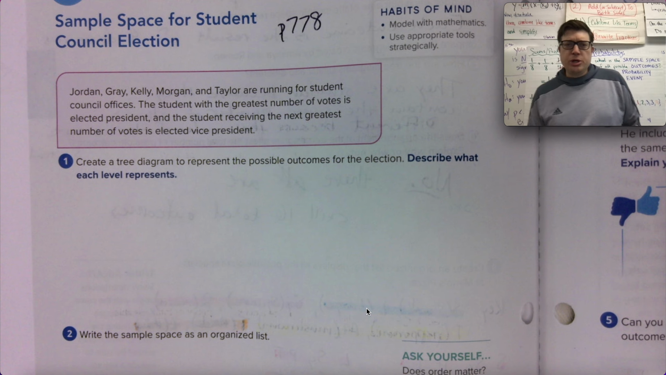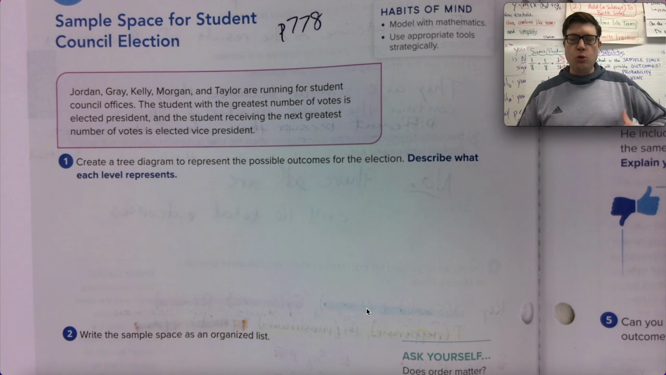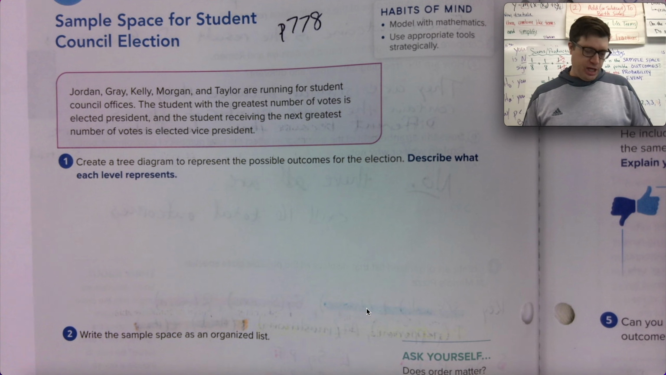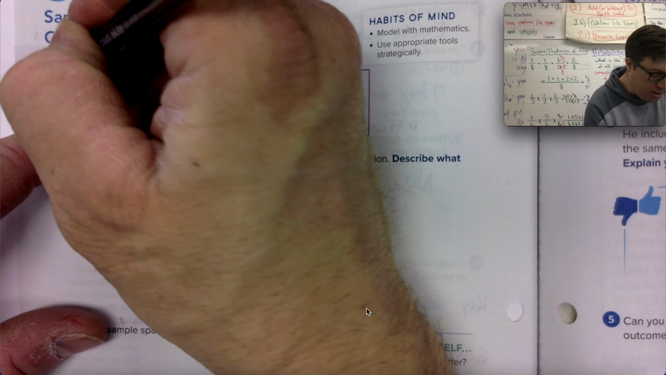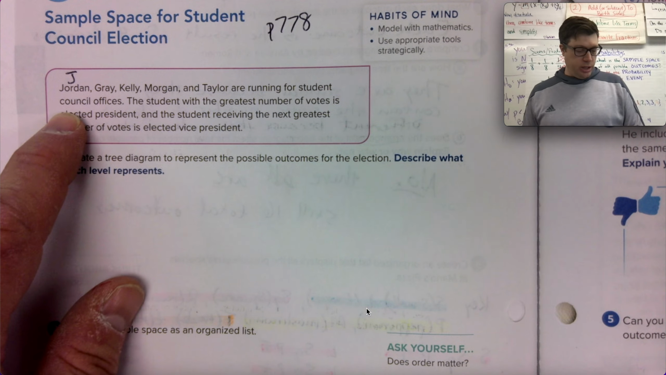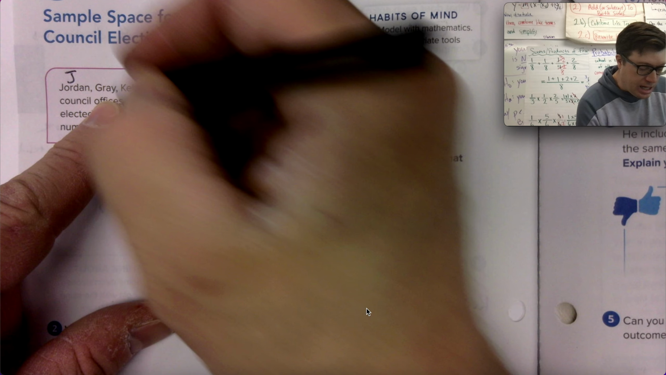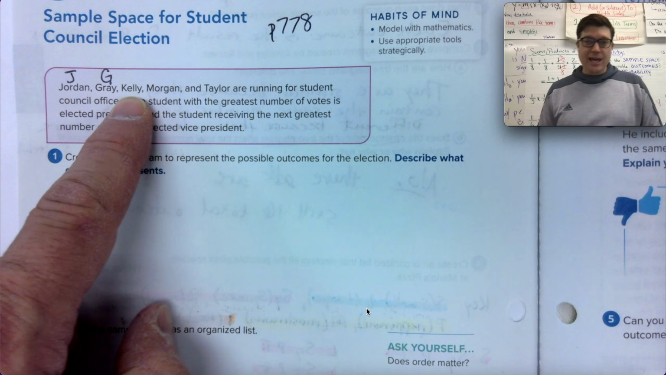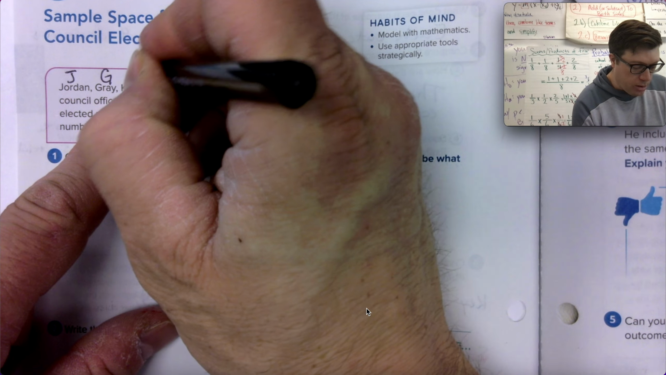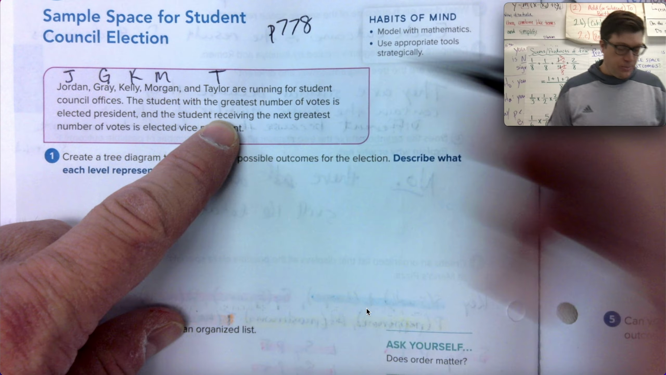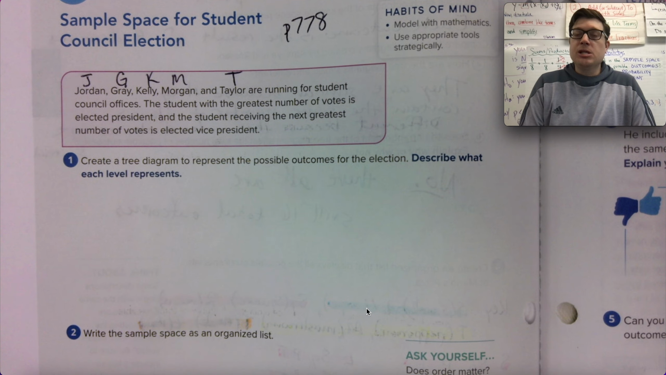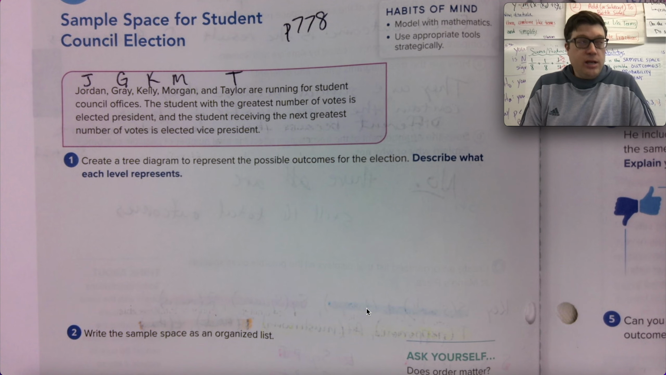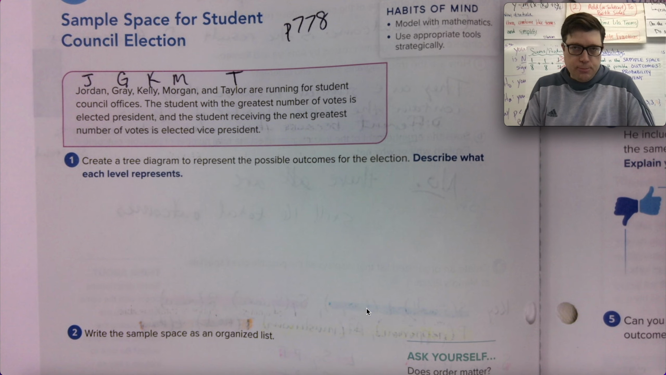One thing when we set up a tree diagram is to conserve or be efficient with our energy. So instead of writing out Jordan, I'm going to let J be the key letter for Jordan, G for Gray, K for Kelly, M for Morgan, and T for Taylor. They're running for student council offices, and the student with the greatest number of votes is elected president, and the student receiving the next greatest number of votes is elected vice president.